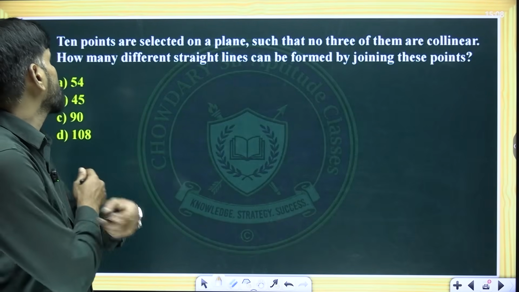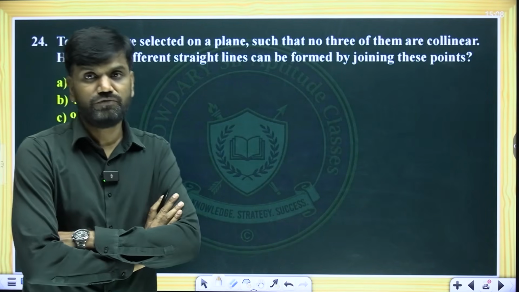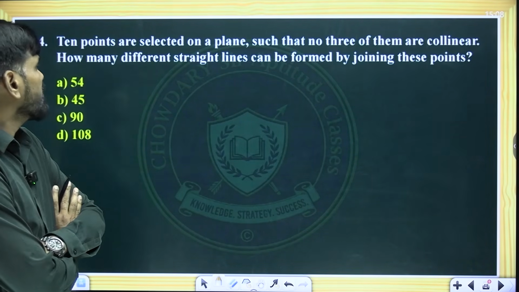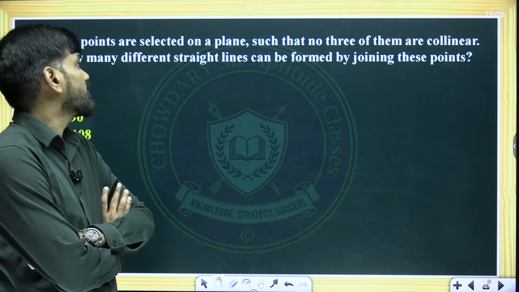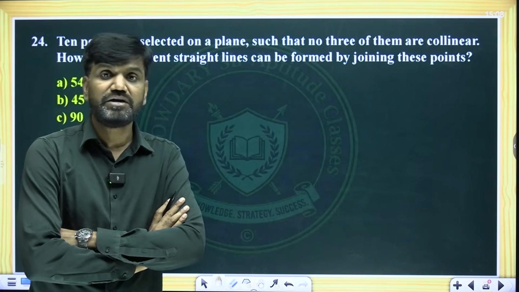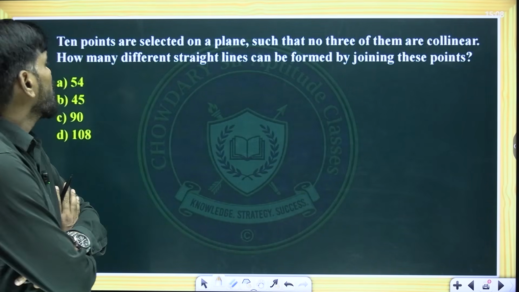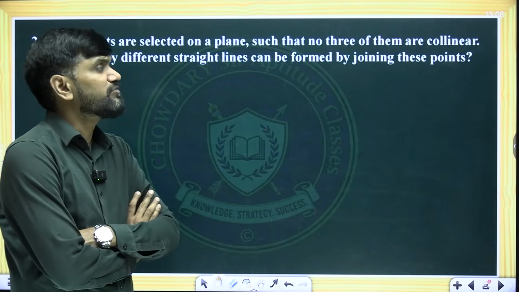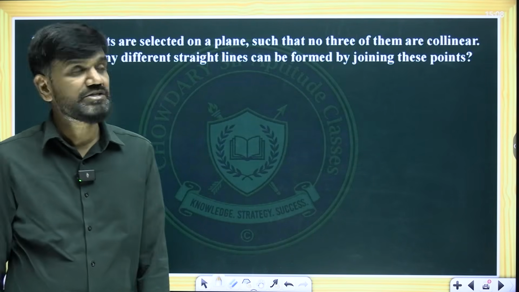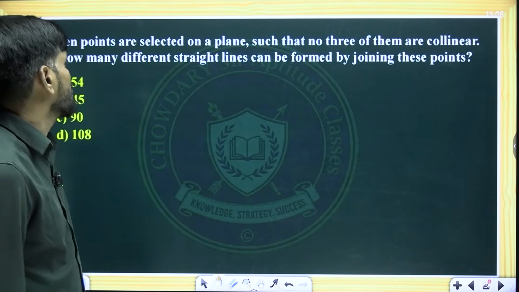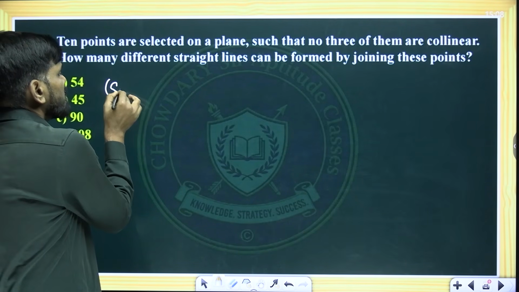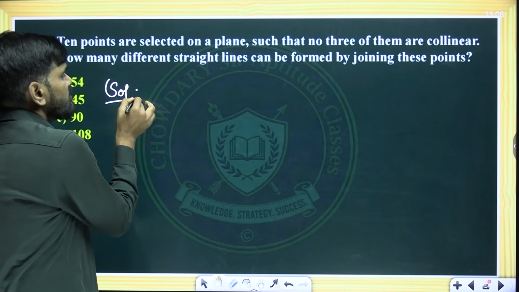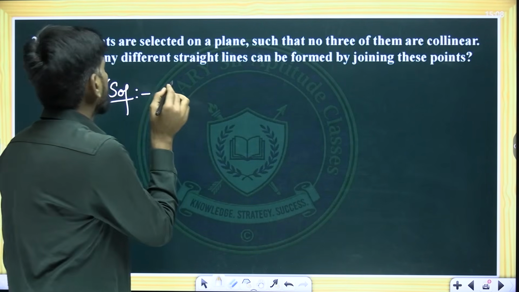Right, dear? Chalo. Question number 24. 10 points are selected on a plane such that no 3 of them are collinear. How many different straight lines can be found by joining these points? How many different straight lines can be formed? So, okay. How many points are there? 10 points are there. No 3 of them are collinear.